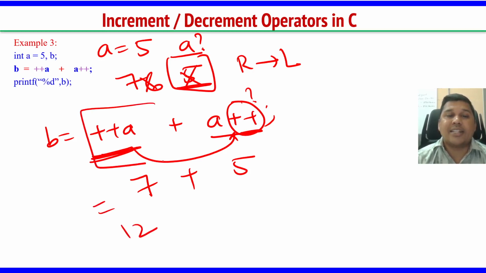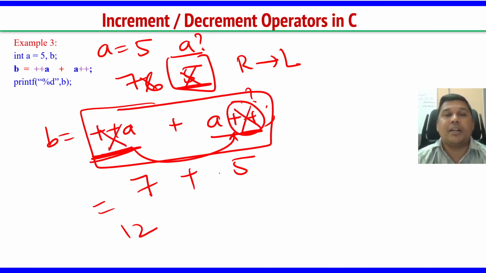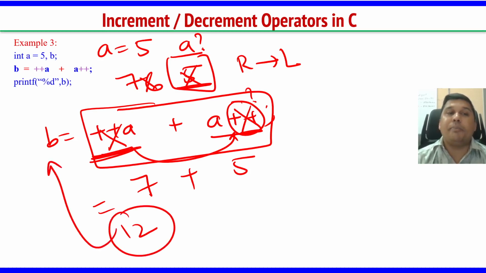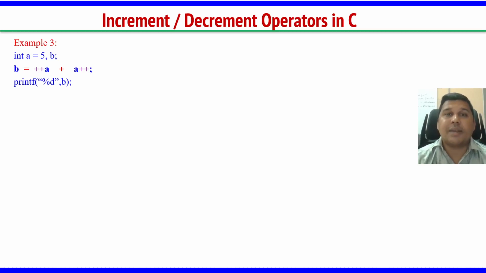Everything on the right hand side is executed, right? This increment is completed, this increment is completed. So only when the right hand side expressions are completely evaluated, only then you assign this value to this variable b. So in this case the answer of b is 12. Okay. If you don't understand, please go back again and watch it.